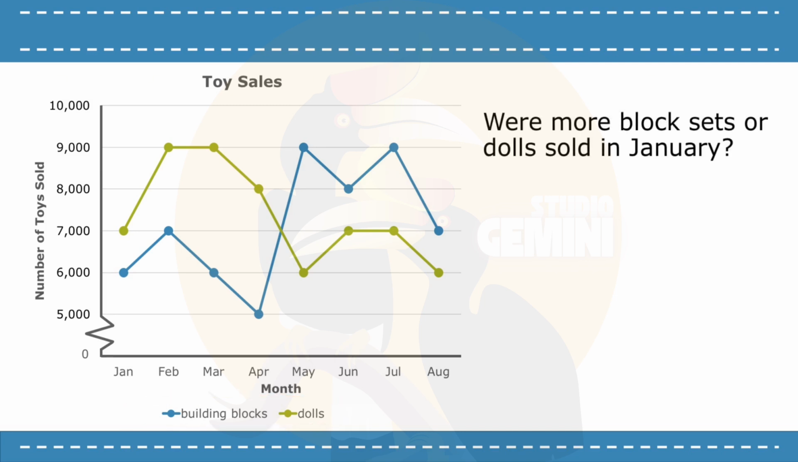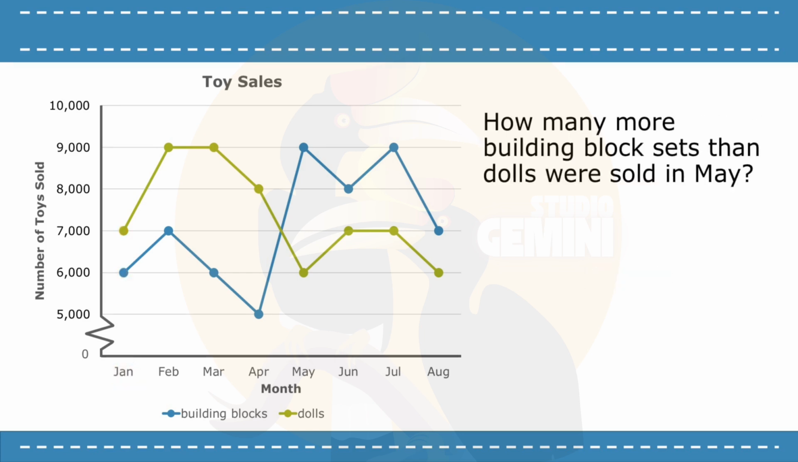Were more block sets or dolls sold in January? What information do we need to answer this? We need to know how many of each toy was sold in January. That's these 2 points here. That's 6,000 block sets and 7,000 dolls. So more dolls were sold in January.